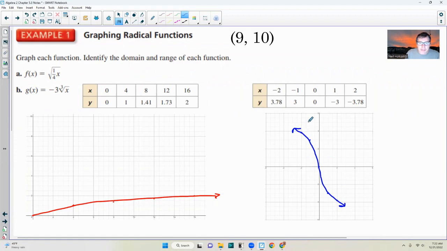So there is the graph of this cubic function, g of x equals -3 times the cube root of x, and this one is the square root of 1/4 x. I probably should label these. I'm going to say f of x equals the square root of 1/4 x. And in this one, I would write g of x equals -3 times the cube root of x. Okay, so that's how you graph radical functions. At this point, you should be able to do problem number 9 and 10 in the homework.